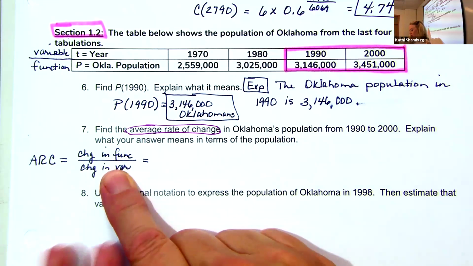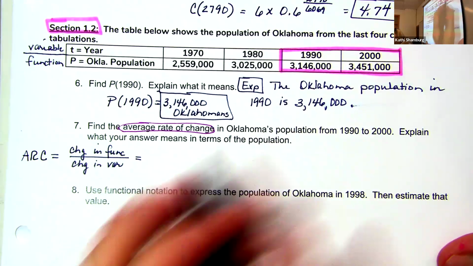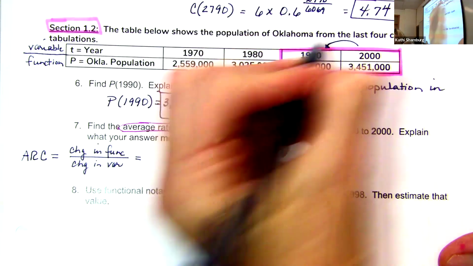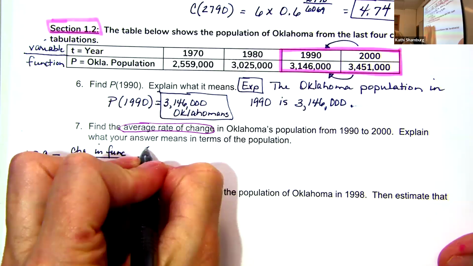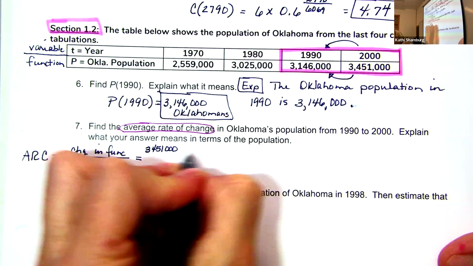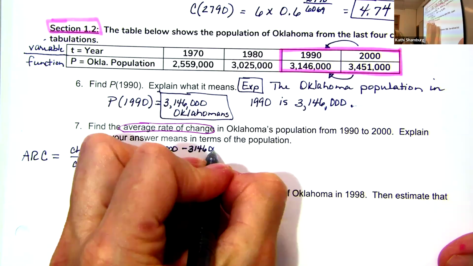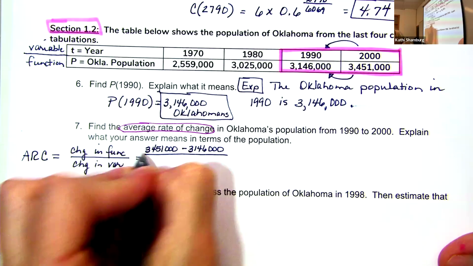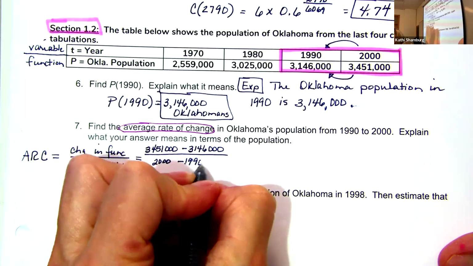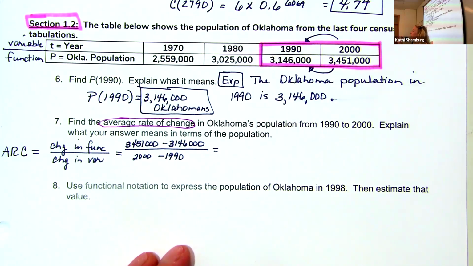So change in function, which number do I put first? Remember, we go backwards. So I would have 3,451,000 minus 3,146,000 over 2,000 minus 1990.